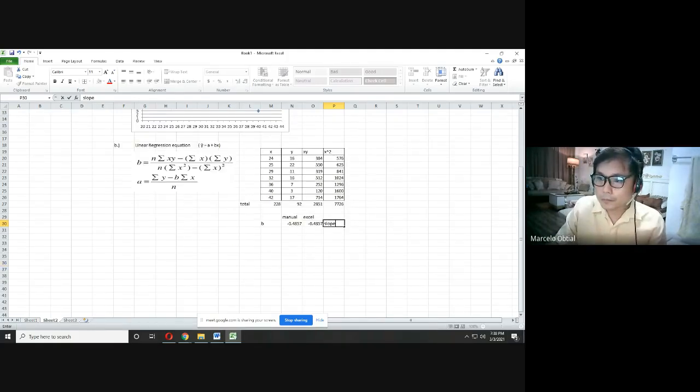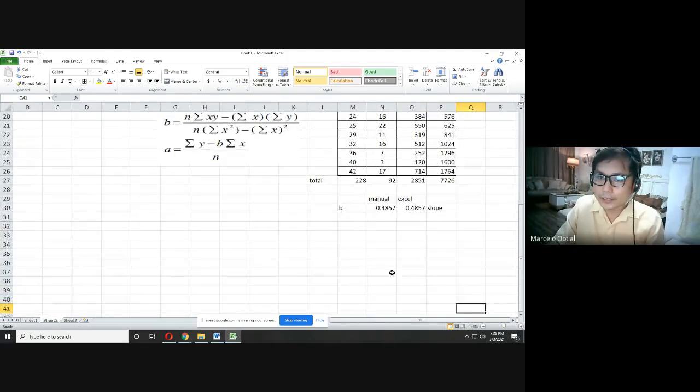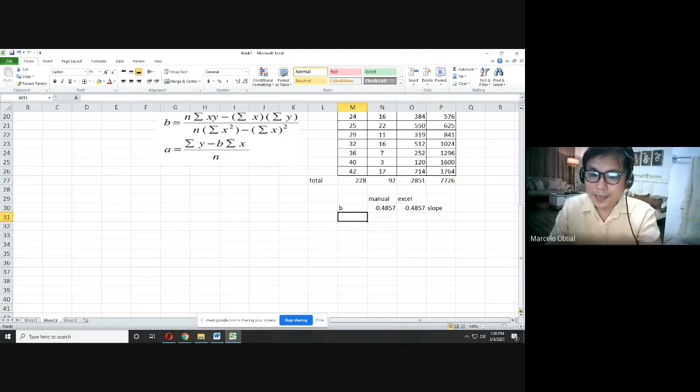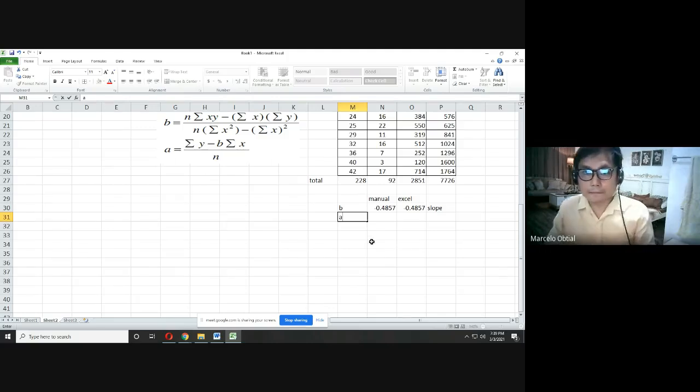Now, hindi ko napansin na hindi ko pala na-enlarge, class. Problema talaga sa YouTube ito. Okay, A means the intercept, no? Okay, ito yung formula ng A natin. Summation of Y minus B, okay, times summation of X divided by N. Or simply means that is the average of Y minus B, okay, times the average of X. Okay? Pwede din ganun yung formula natin. We'll use na lang itong formula na ito.